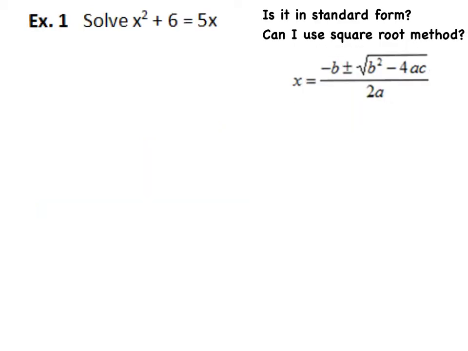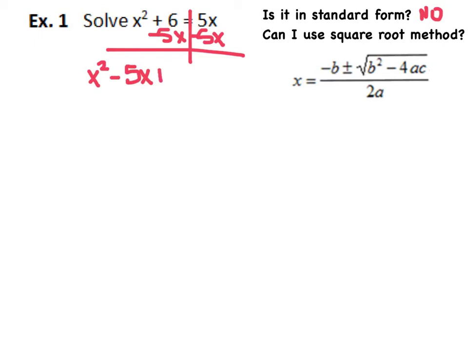Number 1. Solve x squared plus 6 equals 5x. First question you ask yourself, is it in standard form? Hopefully you're saying that it is not in standard form. How do I know it's not in standard form? Because I see that the 5x is on the wrong side. So how do I move this positive 5x to the other side where it needs to be? By making it a negative 5x. So we end up with x squared minus 5x plus 6 equals 0. Now this is in standard form. Now I can use the quadratic formula.